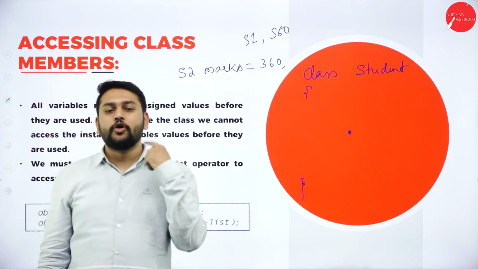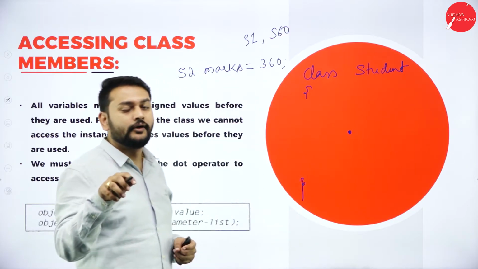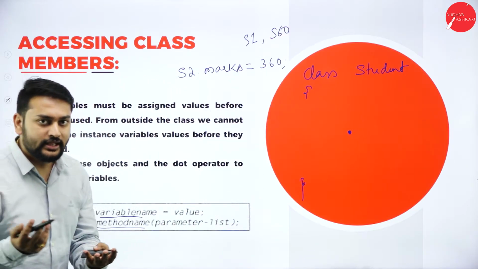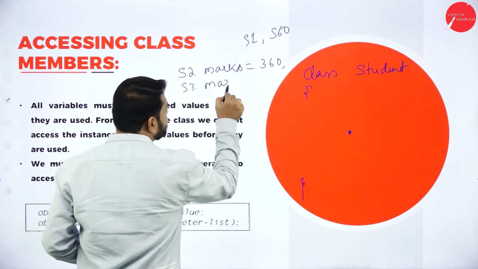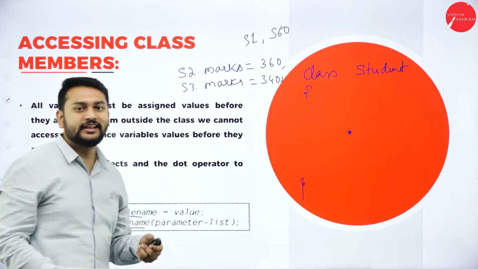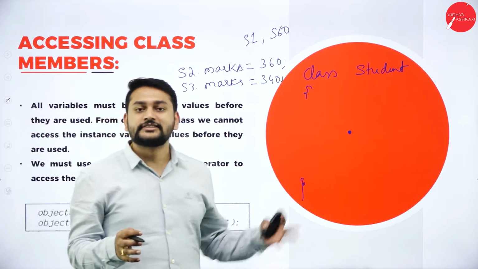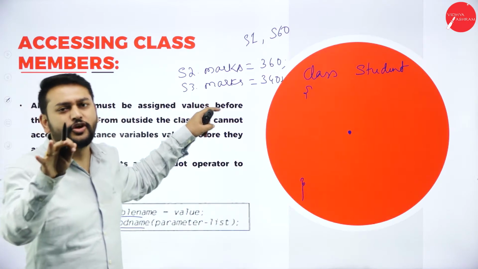Suppose I want to assign the marks to your friend, whose register number, that is the object, is S3. How do I allocate? S3 dot marks is equal to 340. Happy? Your friend is getting less. So this is how I use the dot operator to access some particular thing. That's what you need to remember.